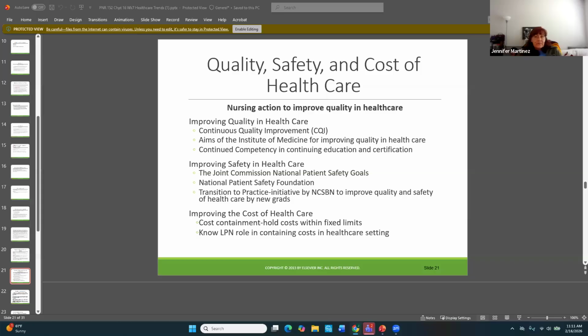So the Institute of Medicine was renamed the Health and Medicine Division. It's a program unit of the National Academies. And so, looking at improving healthcare. I don't know if anybody has heard of this before, but back in 1999, we had a study that was done by the Institute of Medicine. It was called To Err Is Human. And again, this was done in 1999.